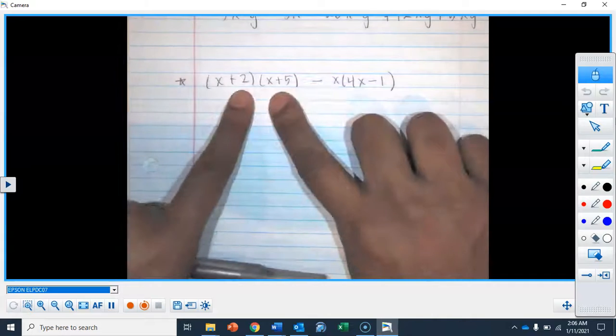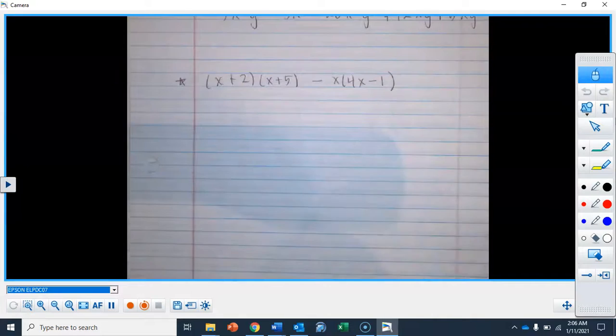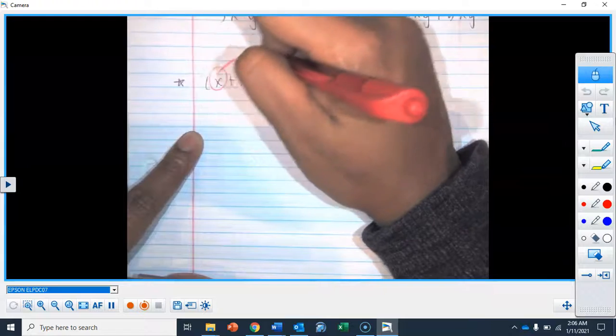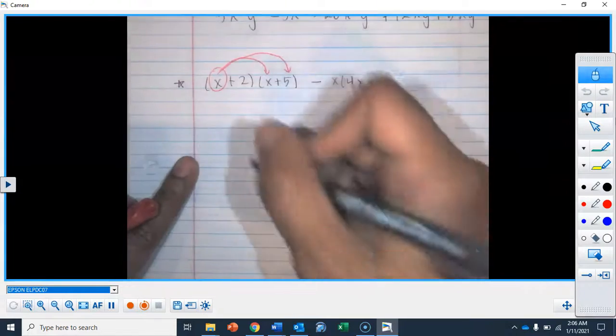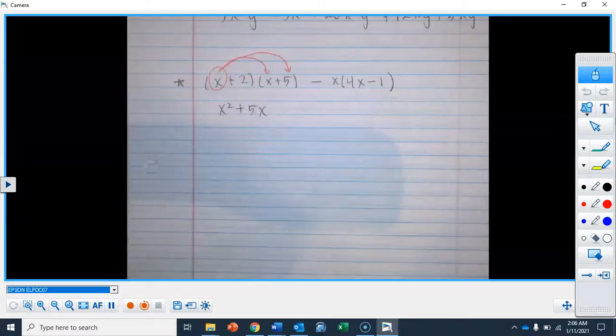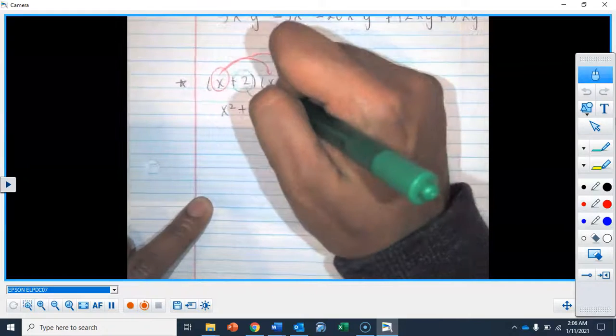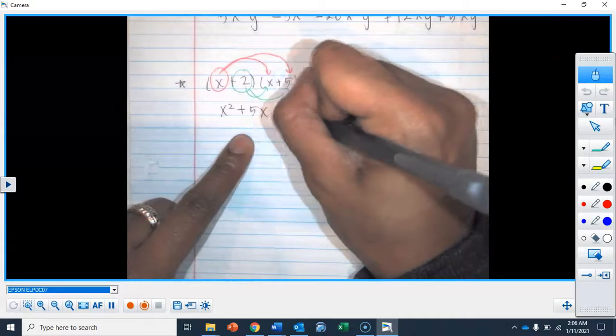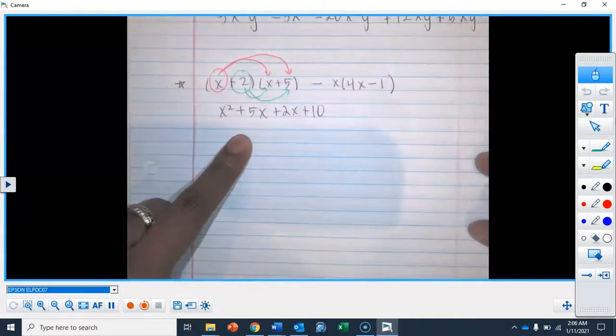So the first thing you notice is these two are multiplying. So let's do the FOIL method. So I'm going to do x times x times 5. I'm going to do this one super quick. So x squared plus 5x. Then I'm going to come back and do 2 times, that's the inner and last. This is plus 2x plus 10.